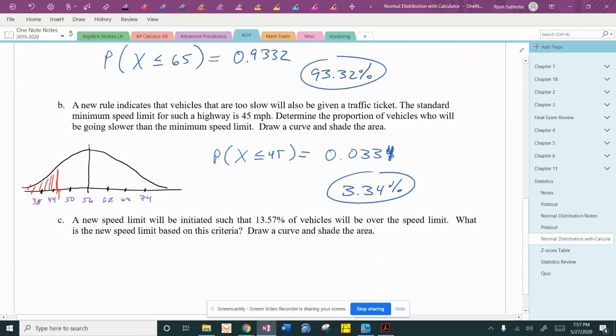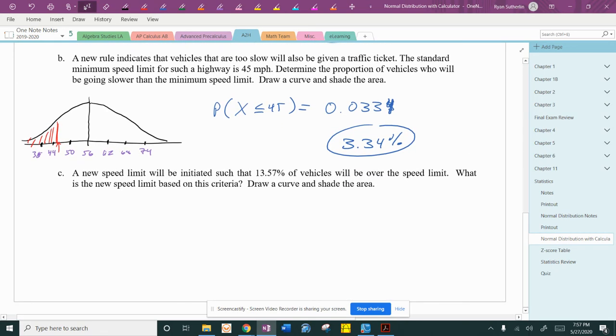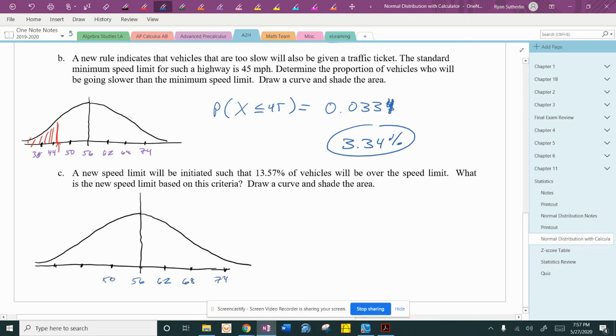Now part C. A new speed limit will be initiated such that 13.5% of the vehicles will be over the speed limit. What is the new speed limit based on the criteria? So here is what we have. We have our curve. We have our bell curve that goes like this. We have our 3 standard deviations. We have the 56 in the middle, 62, 68, 74, 50, 44, 38.